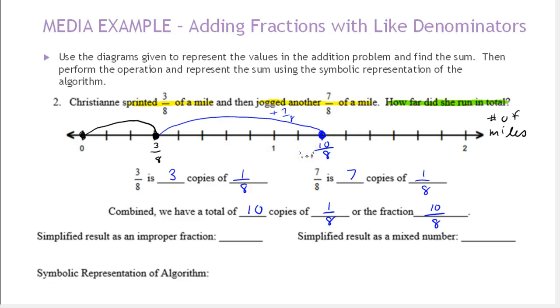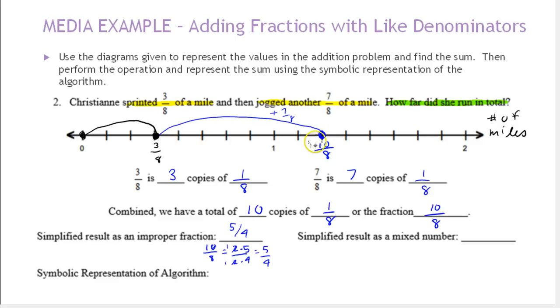Now let's write this as a simplified improper fraction and a simplified mixed number. So 10/8, I'll write this right under here. Notice 10 and 8 each have a common factor of 2, so we could think of this as 2 times 5 over 2 times 4. The 2's cancel to 1 because we're dividing, and we have 5/4. As a simplified improper fraction, because 5 is larger than 4, it's improper, she ran 5/4 of a mile.